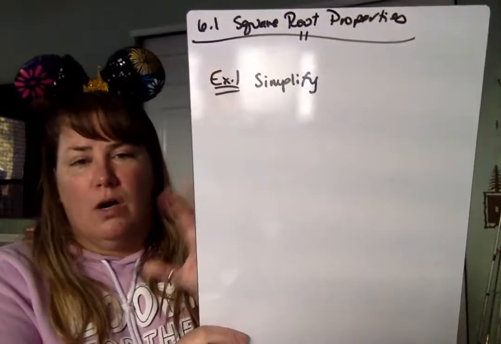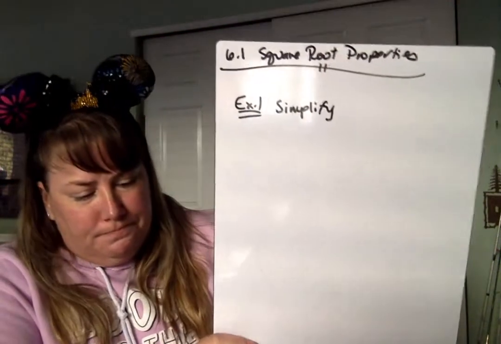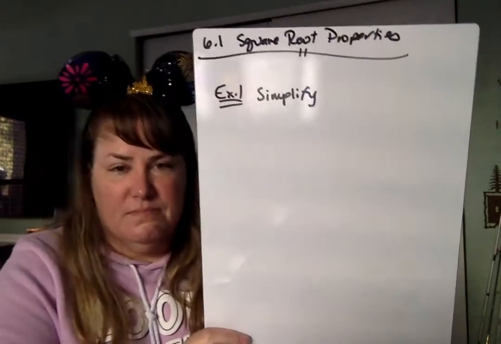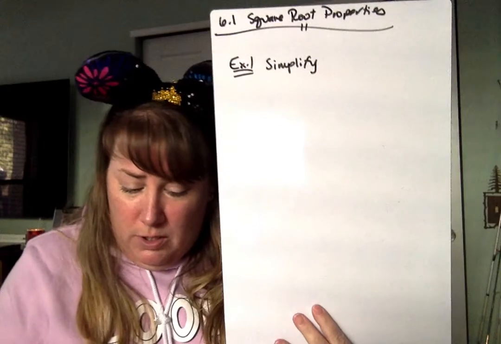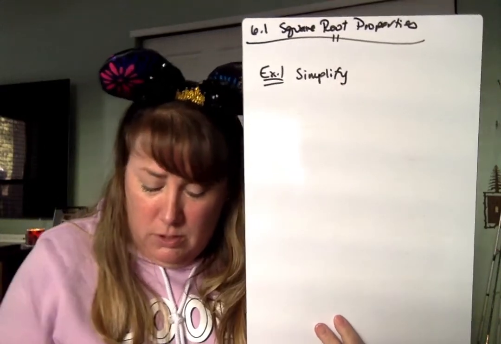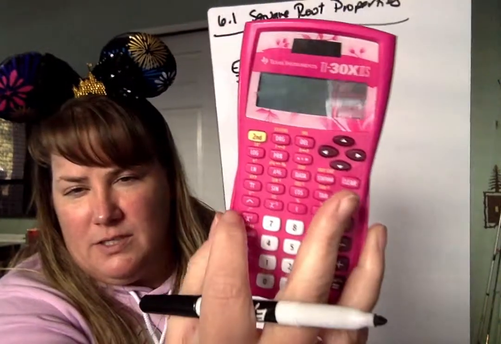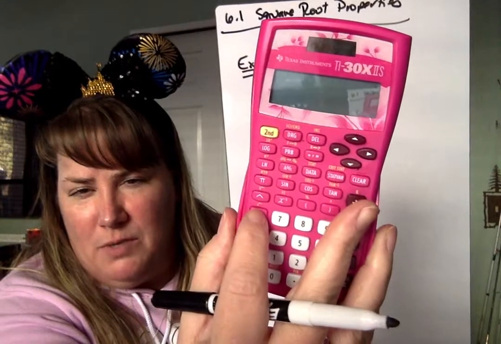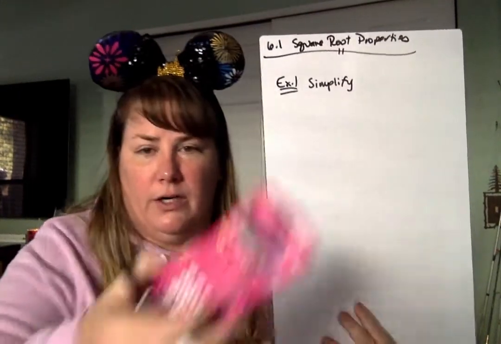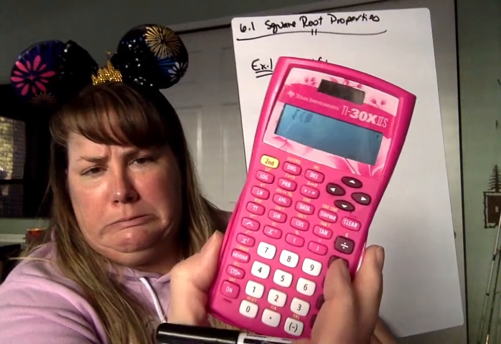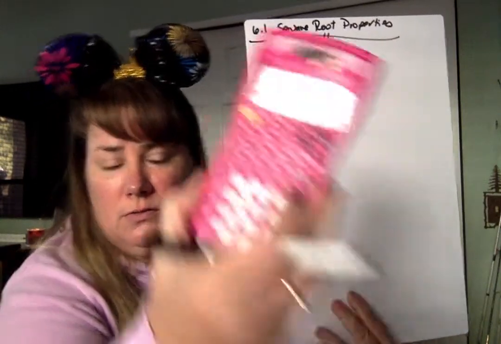So here we go. Example 1. We're going to simplify. Now remember, when you simplify, you are doing it until you can't do anymore. So keep your calculator handy. Hopefully you know how to use the square root symbol. If you don't, let's look for this. You're looking for x squared. See that right above that yellow square root? So you're going to hit second x squared. And that will get you the radical.